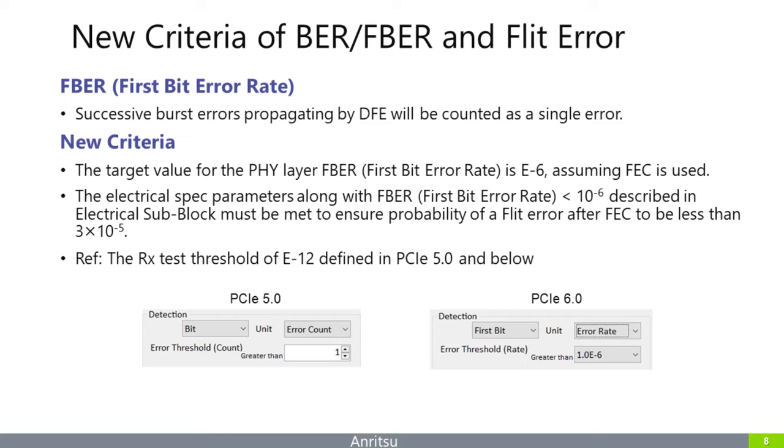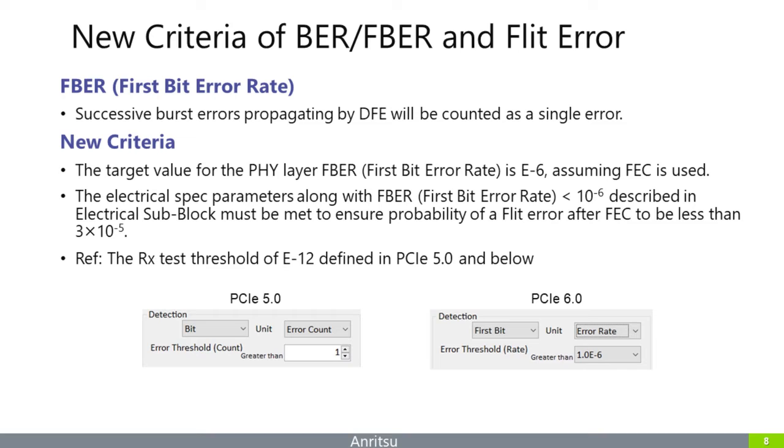Then that FBER E-6 is decided based on the assumption that the retry rate must be 3 times E-5 to have very stable communications. The retry rate cannot be measured easily, but FBER can be measured. So that E-6 is selected based on the fact that the retry rate must be 3 times E-5.